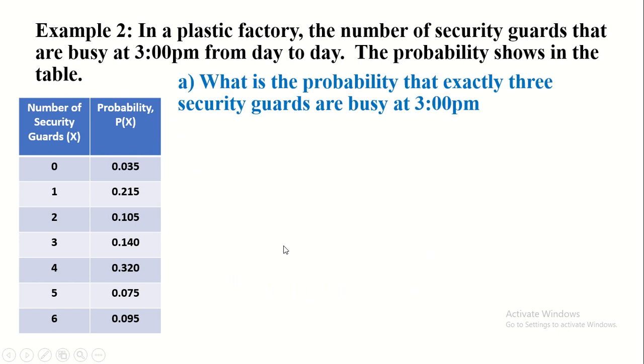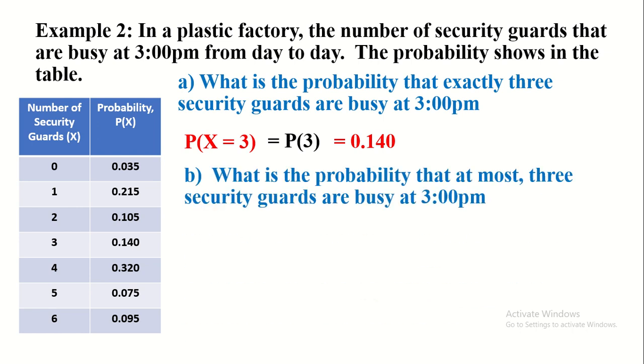Okay. Letter A, what is the probability that exactly 3 security guards are busy at 3 p.m.? Ano raw yung probability na kung saan exact na 3 security guards are busy kapag 3 p.m.? So, ito yung representation. P of X is equal to 3 kasi exactly, kaya equal. So, let us represent ang probability of 3 is, ano nga ba yung probability of 3? That is 0.140.